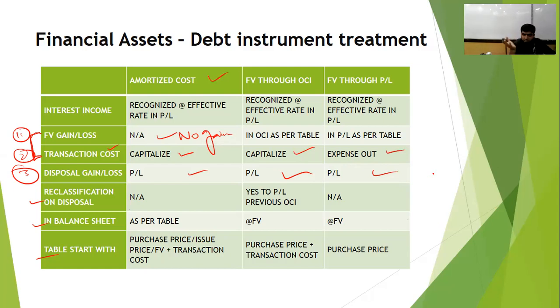There will be no gain or loss in amortized cost, but there will be a gain or loss in fair value through OCI and fair value through P&L, because we are measuring our investment at fair value or market value. And once we measure our investment at market value, definitely there will be a gain or loss. The gain or loss in fair value will be recognized in OCI if we are measuring the investment through OCI, and it will be recognized in P&L if we are using the fair value through P&L approach. What the rest of the items are, we'll discuss in the next questions.